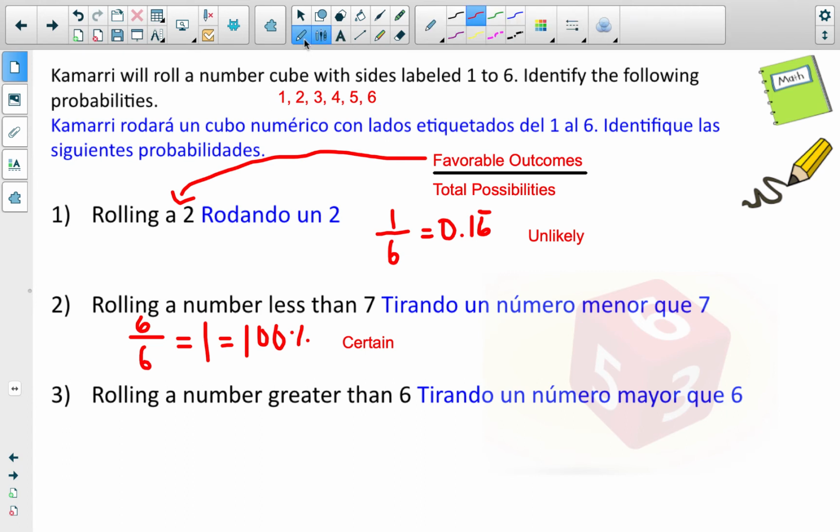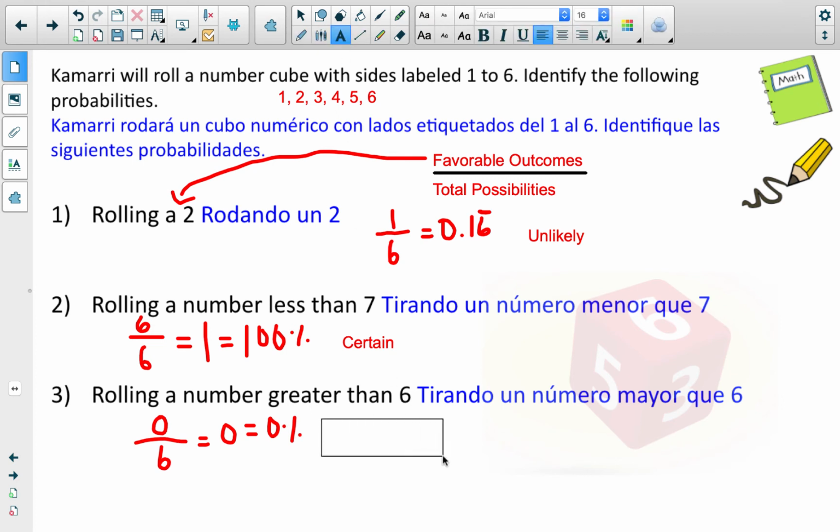Now, rolling a number greater than 6. We know there are 6 total possibilities on a 6-sided die. And there are no numbers that are greater than 6. There's one number that's exactly 6, but none that are greater than 6. So this is 0 or 0%, which is impossible.